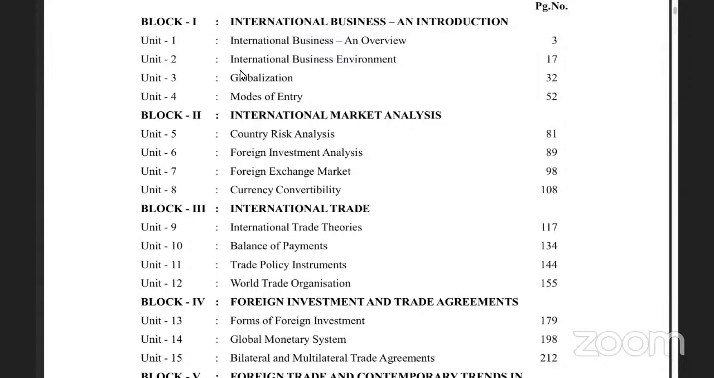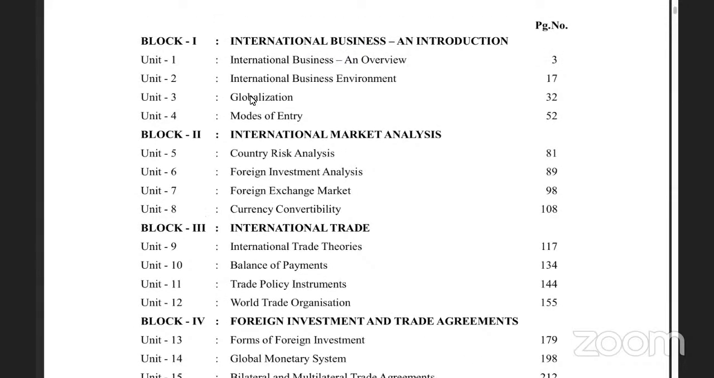Right. So we were talking about globalization, modes of entry, the factors influencing international business. Then we were talking about risk analysis, country risk. We have a few cases from the IMF. This is a country report. What they do is they take up a country and analyze the country's perspective in all sectors. I'll share those documents with you.